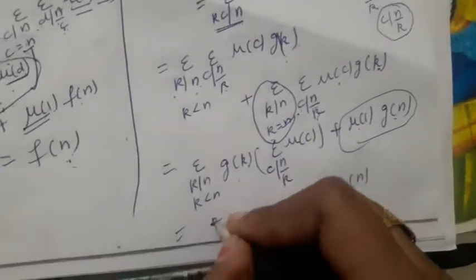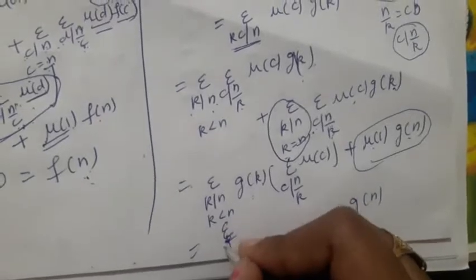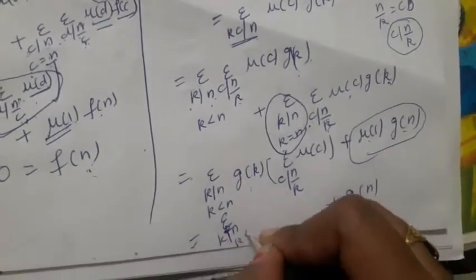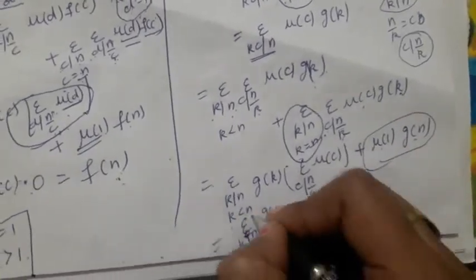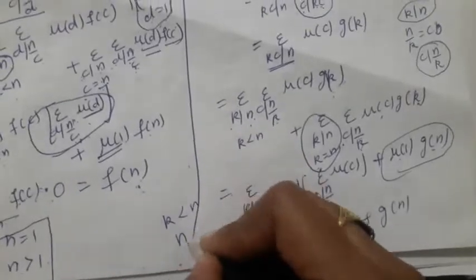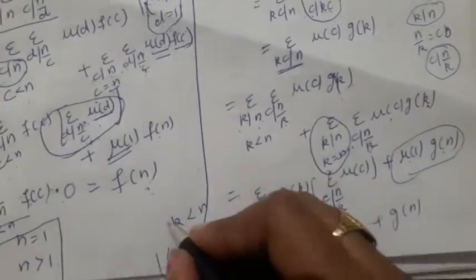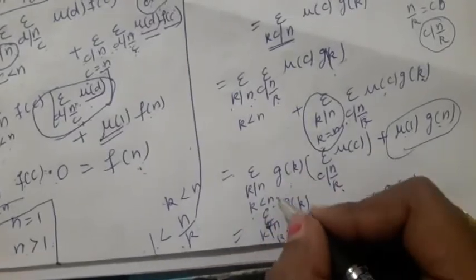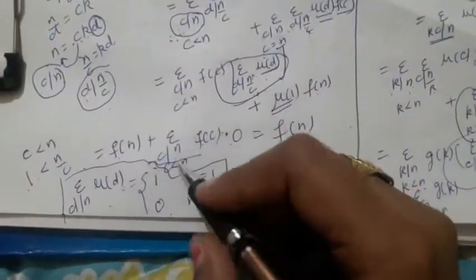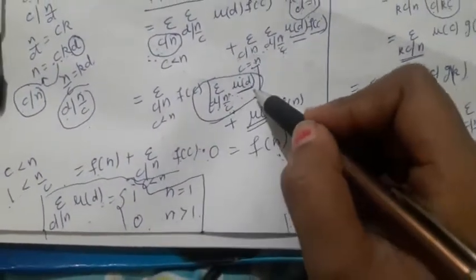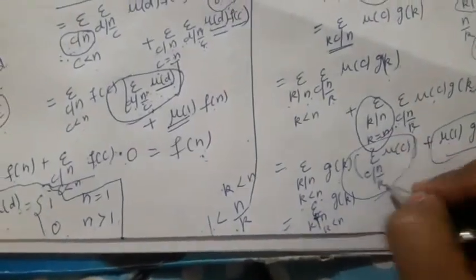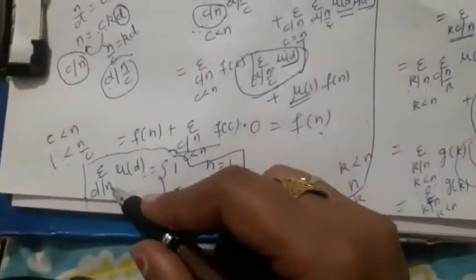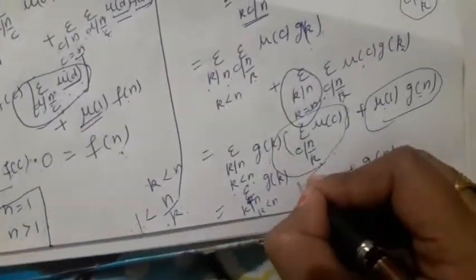Now the first term, summation k divides n, k less than n, g of k. What is this value? N by k. Since k is less than n, therefore n upon k is greater than 1. We divide both sides by k. And if n by k is greater than 1, so this summation, as from here, summation d divides n by c mu d, it is 0. And here n by c was greater than 1. Here c divides n by k and n by k is greater than 1. This summation by Merten's lemma, it is 0. So this term is 0.